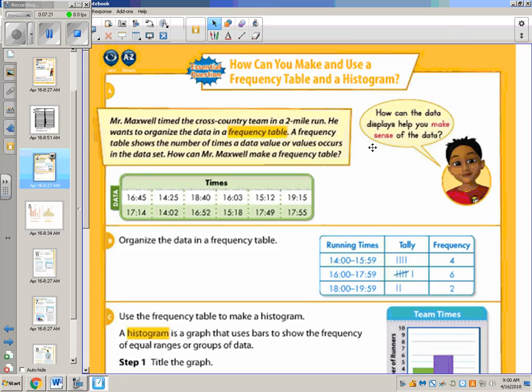On the next page, it says, how can you make and use a frequency table and a histogram? So Mr. Maxwell timed the cross-country team in a 2-mile run. He wants to organize the data in a frequency table. A frequency table shows the number of times a data value or values occurs in the data set. How can Mr. Maxwell make a frequency table?